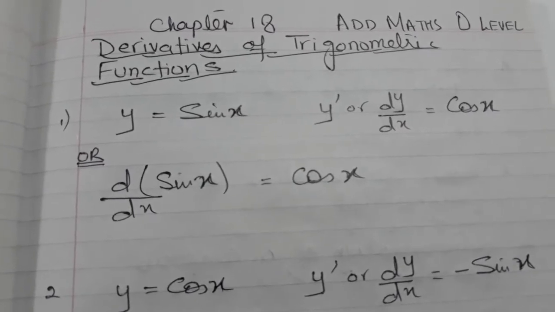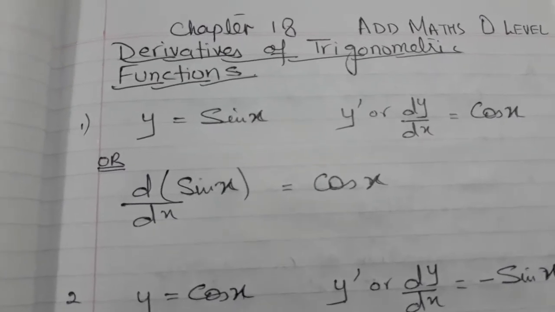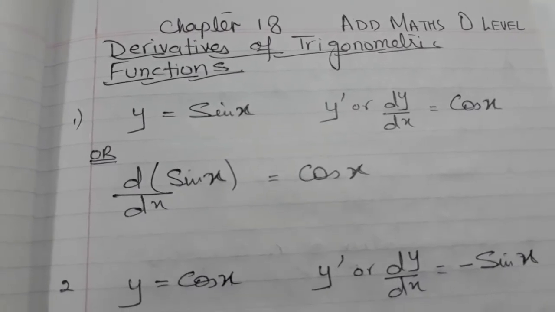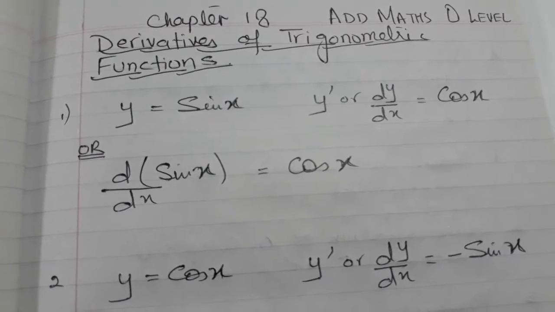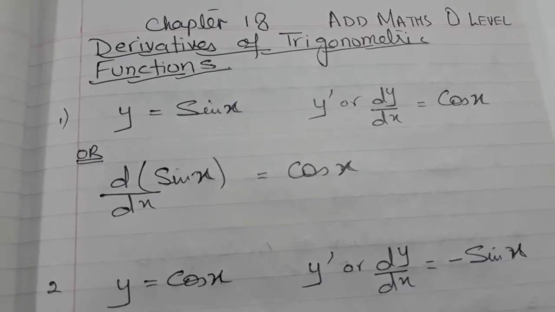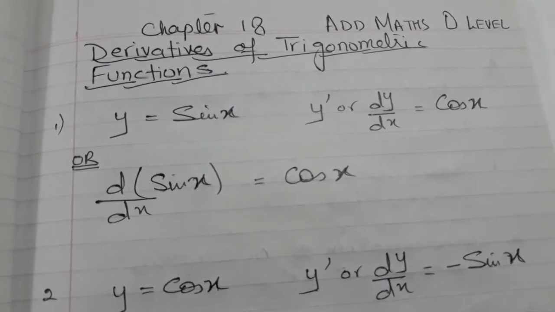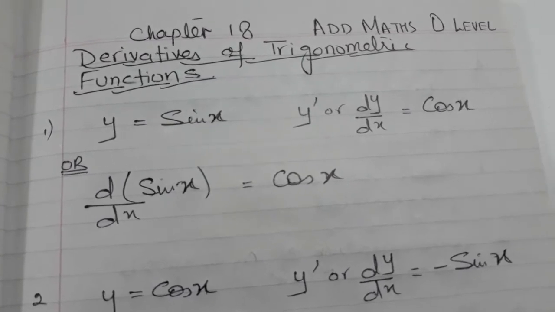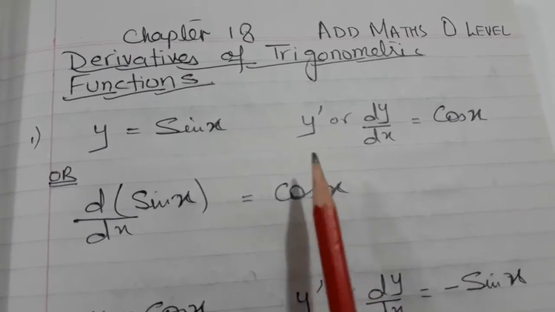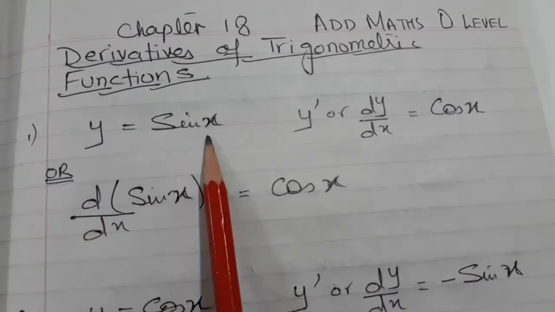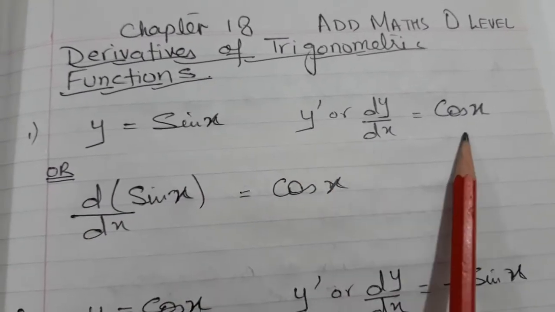Then derivative of trigonometric functions, which is in chapter 18, and we will cover it today. And then derivative of exponential function and log function, which we will cover in chapter 19 in my next video. So let's see chapter 18, derivative of trigonometric functions. If y is equal to sine x, the derivative of sine x is cos x.